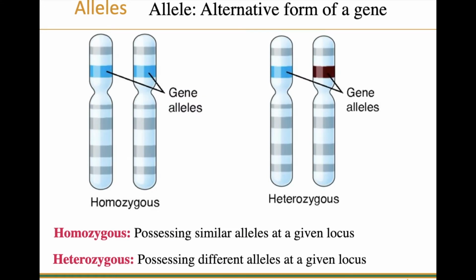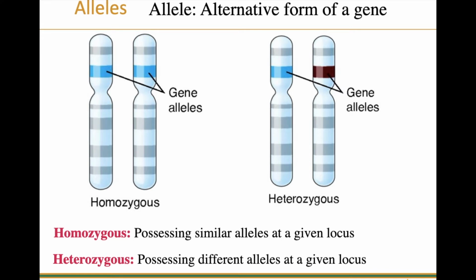An allele is an alternative form of a gene. So in this case, on the left here you can see there are two blue alleles, and on the right there's a blue and a brown allele. So this might be the example of eye color.